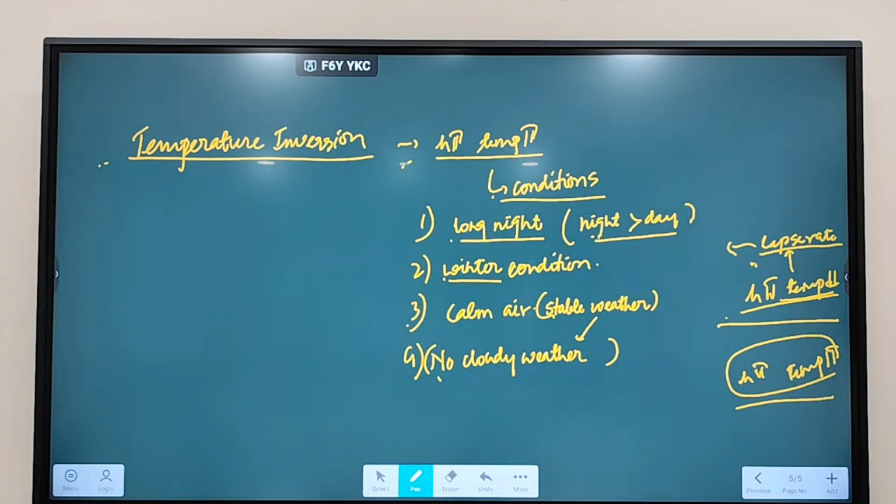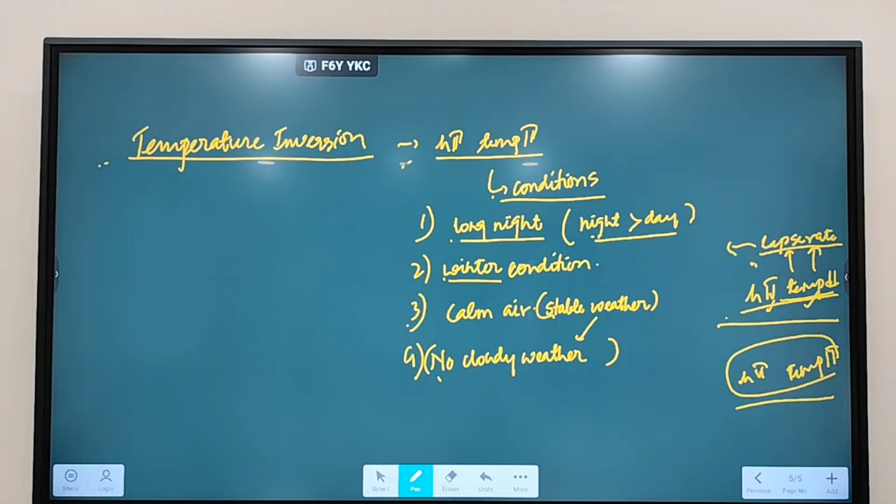Fine. So what happens in temperature inversion? As you go up, instead of temperature declining, if temperature starts increasing, then it is called temperature inversion. Normally, as you go up, temperature decreases, and this is referred to as the lapse rate. But when the opposite happens, as you go up, temperature starts increasing, this phenomenon is called a temperature inversion.